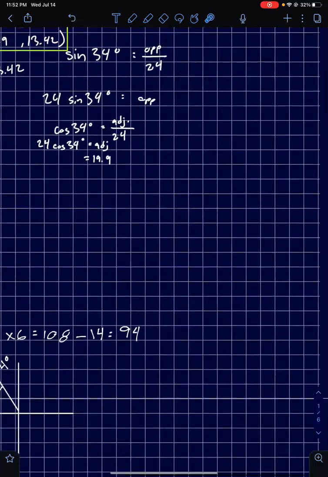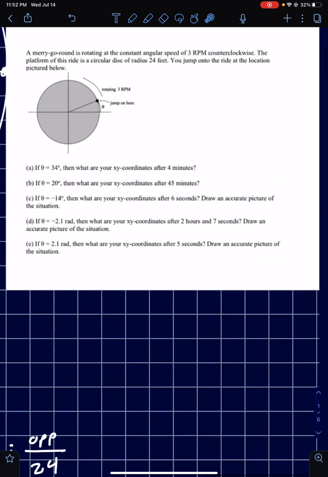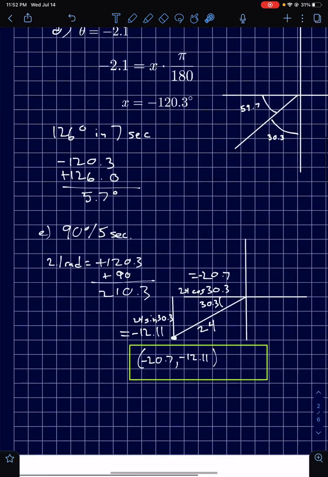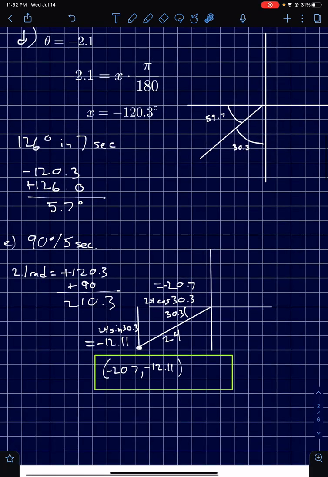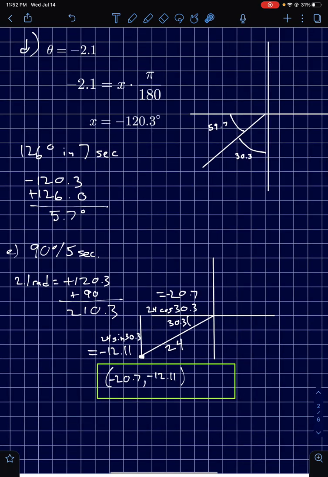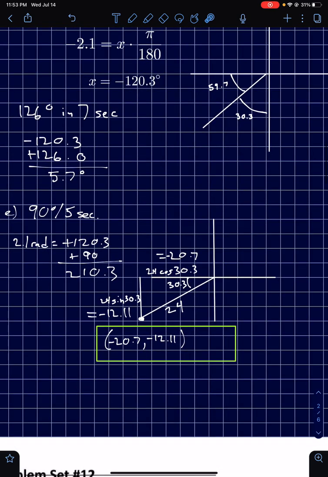For part E, it asks, if theta is 2.1 radians, then what are your XY coordinates after 5 seconds? We know that he's traveling 90 degrees for every 5 seconds, and 2.1 radians is 120 degrees. We add 90 degrees to that, we have 210, and then from a starting point, 210 lands on here. We just create another reference triangle and find these points. And that's it. Thanks.